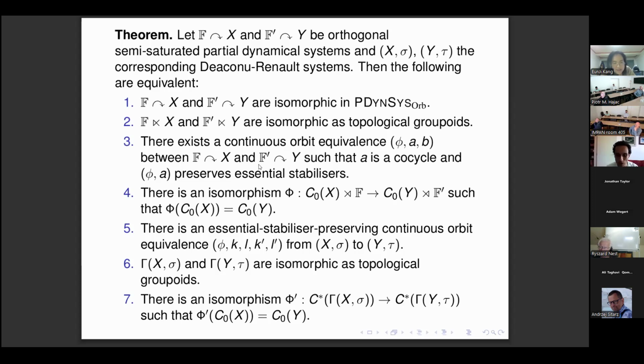So as I said, one of the main examples that we're interested in is graph C*-algebras. In graph C*-algebras, you have a lot of ways of building them. One of them is using a partial action. Then you have a partial action of the free group generated by the edges.